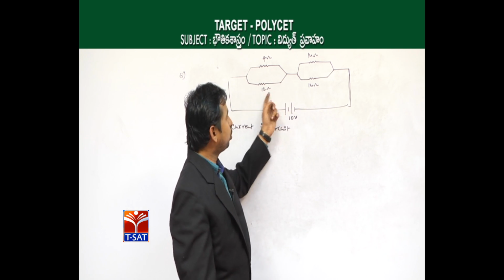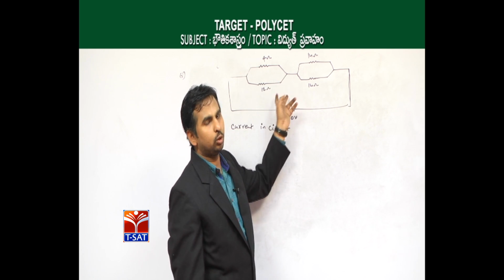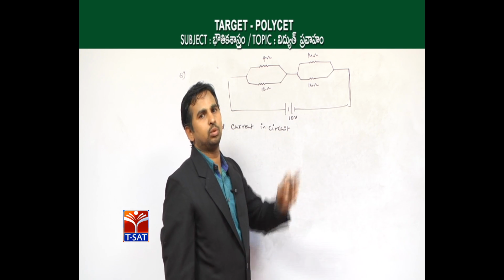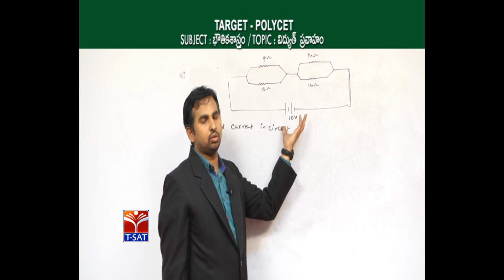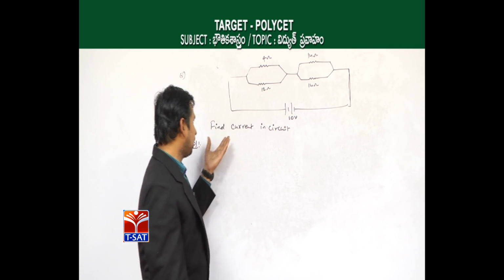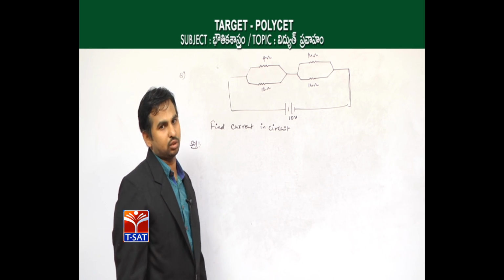And again if you see, these two are connected in series here. So, two parallel combinations and their final equivalent resistances are arranged in series. And here the voltage given is 10 volts, and what we have to find is the current in the circuit.